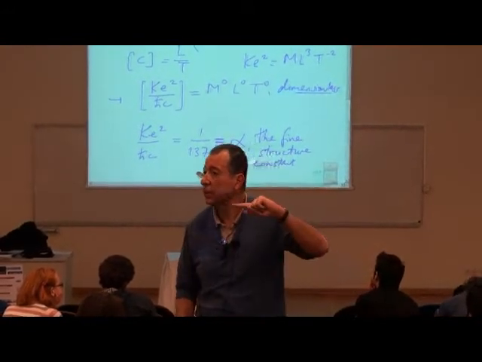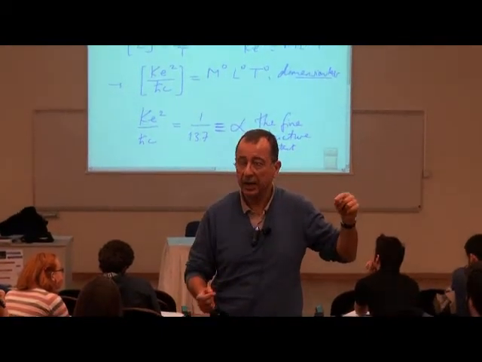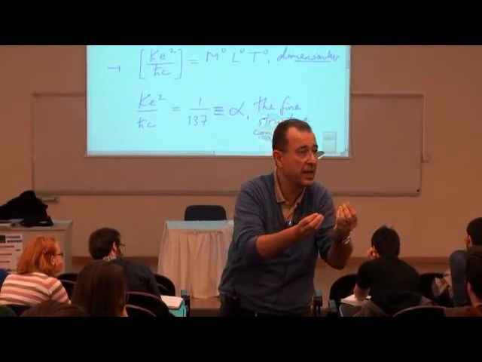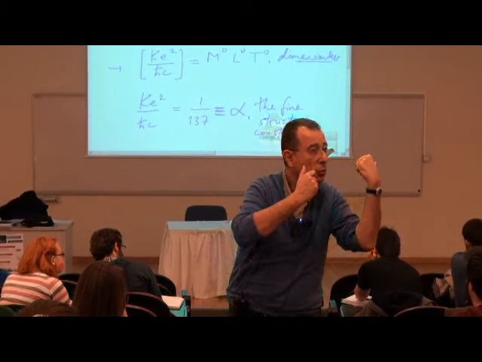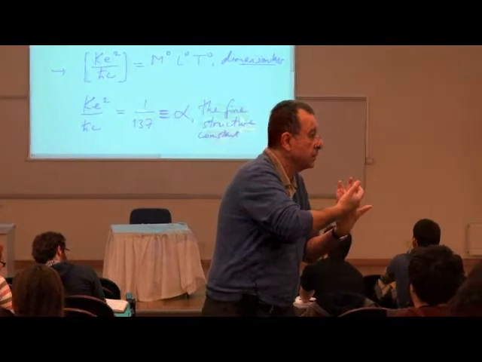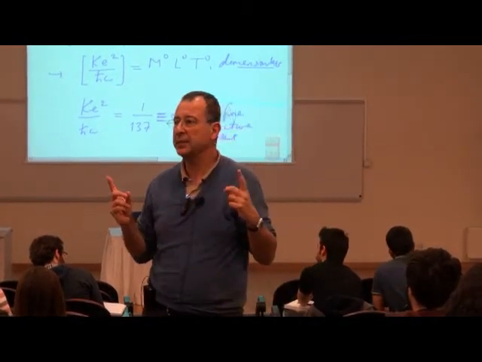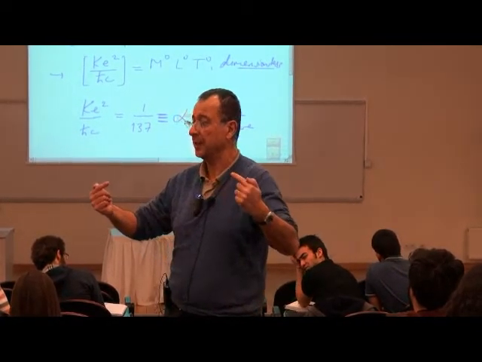Now, I want to compare it with electricity. To do electricity, I use Ke squared there. Why? Because in atoms I have electron and proton. So, to compare gravity there, what masses should I put? The masses of? Does everybody understand the question? Okay, let me repeat the question.